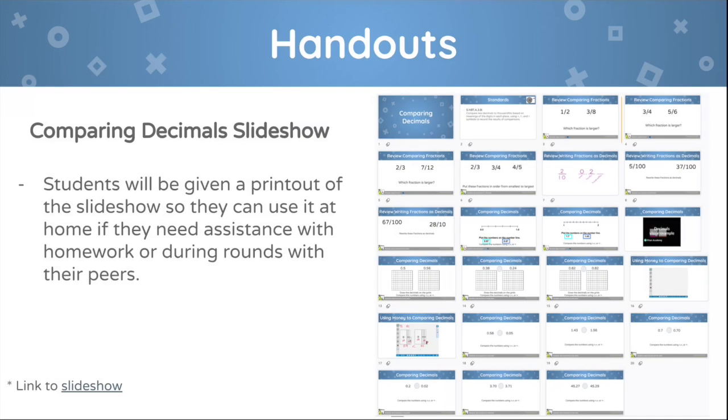We have created some handouts. One of the handouts is a printout of the slideshow so students can use it at home if they need assistance with homework or during rounds with their peers.